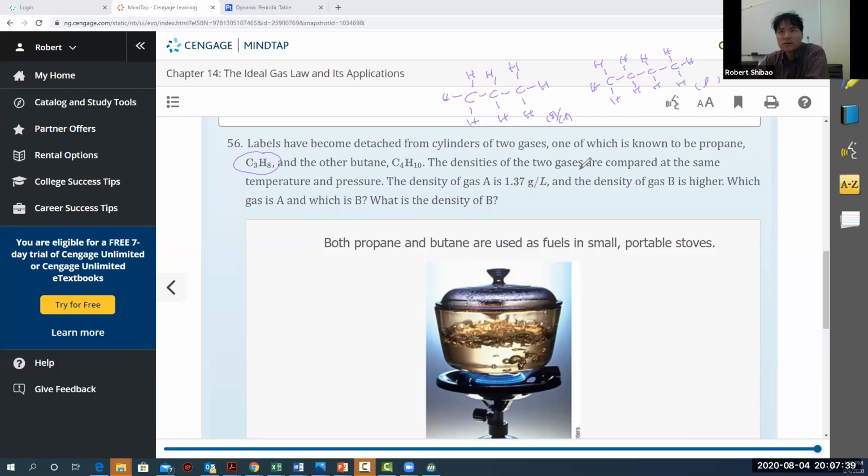The densities of the 2 gases are compared at the same temperature and pressure. The density of gas A is 1.37 grams per liter. The density of gas B is higher. Okay, so this molecule weighs more, and if it weighs more, it's going to have a higher density. So gas B is butane. Gas A has got to be propane. Okay, what is the density of gas B? Well, there are different ways. We could do it by proportionality.